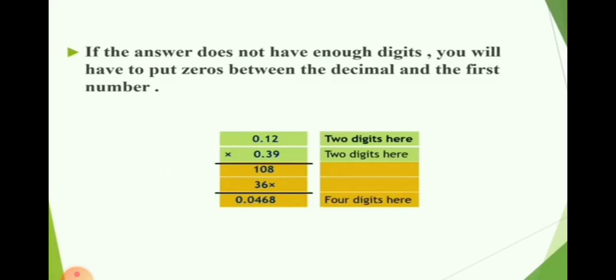If the answer does not have enough digits, you will have to put 0 between the decimal and the first number. Now here you can see we are going to multiply 0.12 and 0.39. After multiplying we have got 468. But there are 4 digits after the decimal in 0.12 and 0.39. So now we will count the number of digits from the right in the product. We have only 3 digits. How to make 4 digits from the right? So at the fourth place you will put 0 and then you will put your decimal. So your answer is 0.0468.